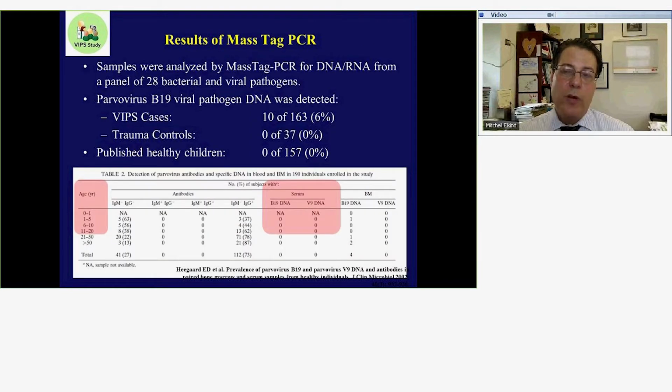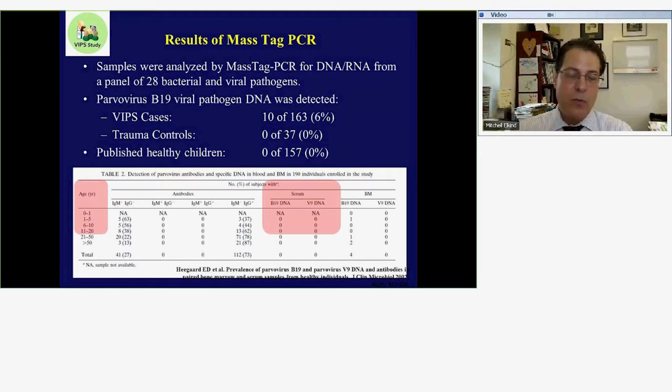In addition, we were able to take our stored specimens from these kids and do a high throughput approach, looking for many different organisms, working with Ian Lipkin here, who's a virologist and a microbe hunter at Columbia. Using mass tag PCR, you can look for a whole host of different bacterial and viral pathogens. And interestingly, we found about 10% had evidence of some other infection, and 10 of the 16 who had evidence of another infection had parvovirus B19 DNA in their blood.